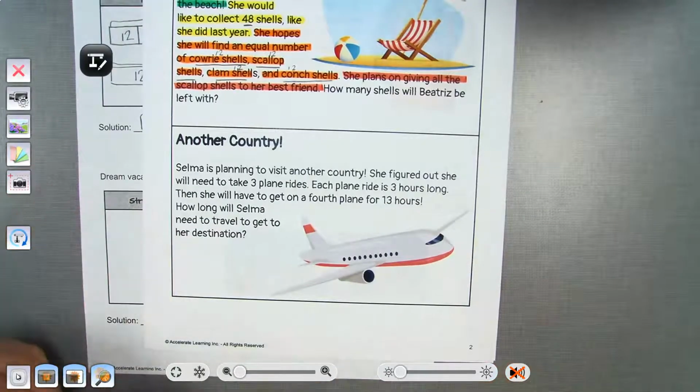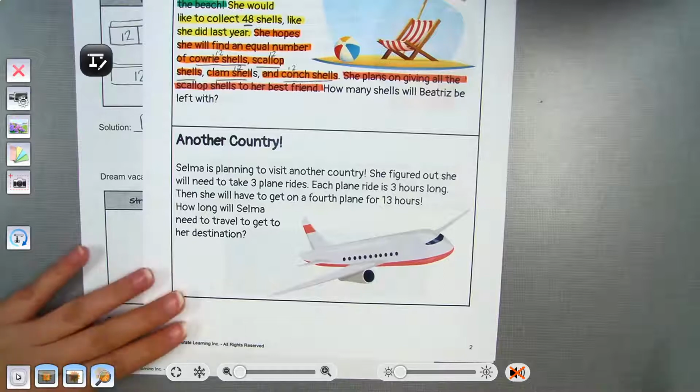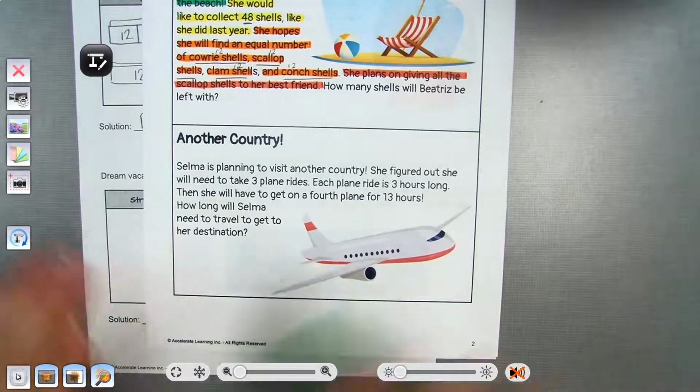Selma is planning to visit another country. She figured out she will need to take 3 plane rides. Each plane ride is 3 hours long. Then she will have to get on a 4th plane for 13 hours. How long will Selma need to travel to get to her destination? So let's break it apart.